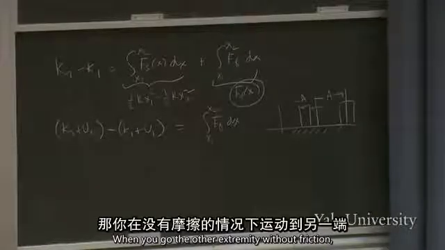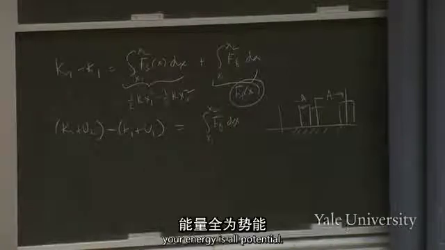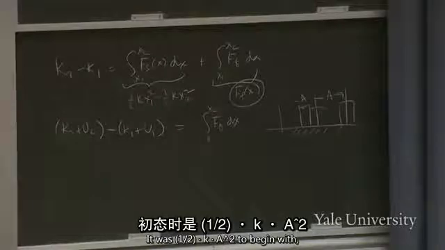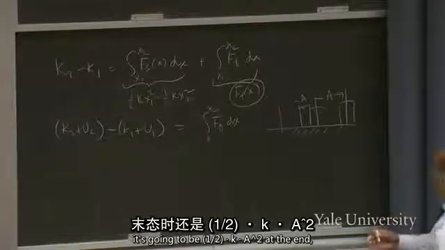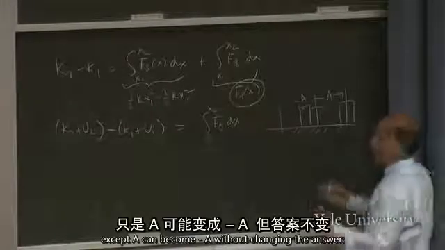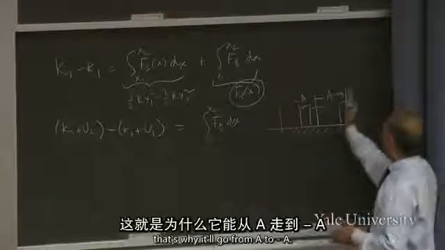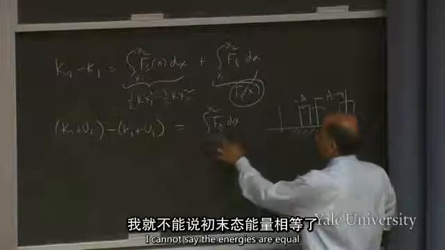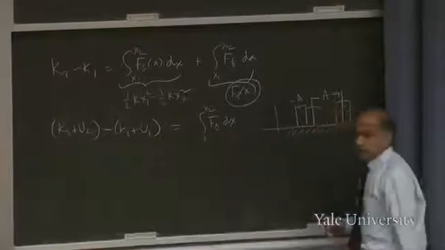When you go to the other extremity without friction, your energy is all potential. If it was 1/2 ka squared to begin with, it's got to be 1/2 ka squared at the end, except a can become minus a without changing the answer. That's why it'll go from a to minus a. But when you've got friction, I cannot say the energies are equal because I have to do this integral.